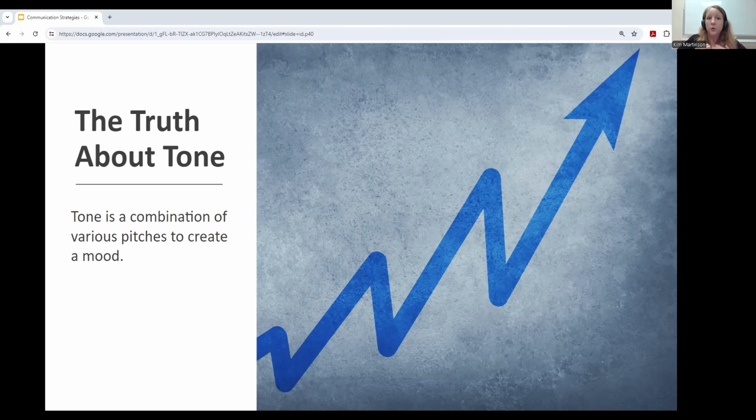So you could try lowering your pitch a bit. You can smile, right? This will warm up your voice. Sit up straight and listen, and then monitor your inner monologue. Negative thinking will also seep into the tone of your voice.